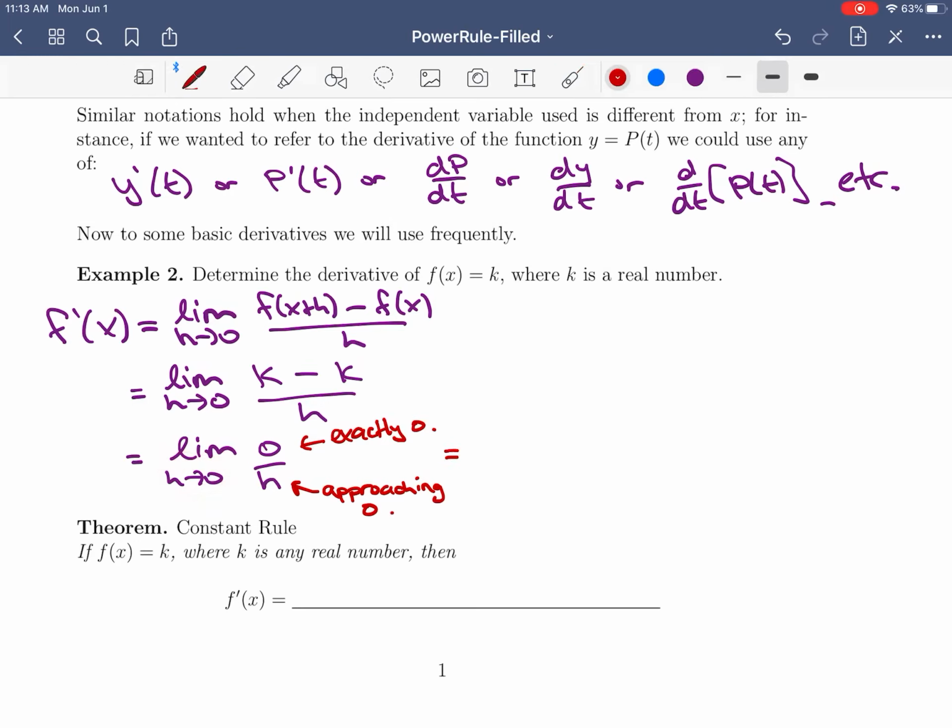So this is actually the limit as h goes to 0 of just 0. Okay, and when we take the limit of a constant, it's just a constant. So when f is a constant, this is our constant rule. When our function is just a constant, the derivative is always 0.